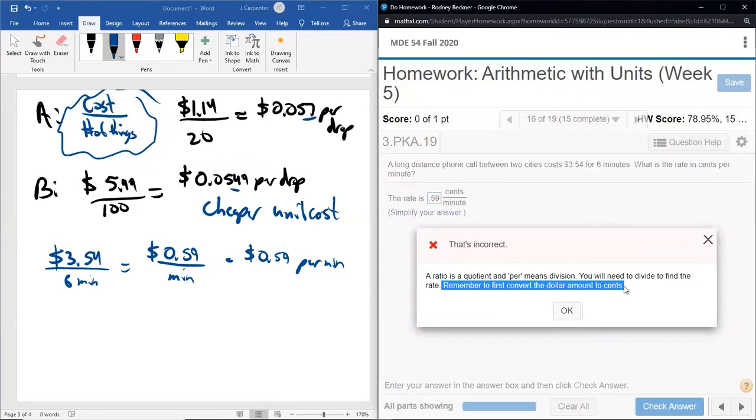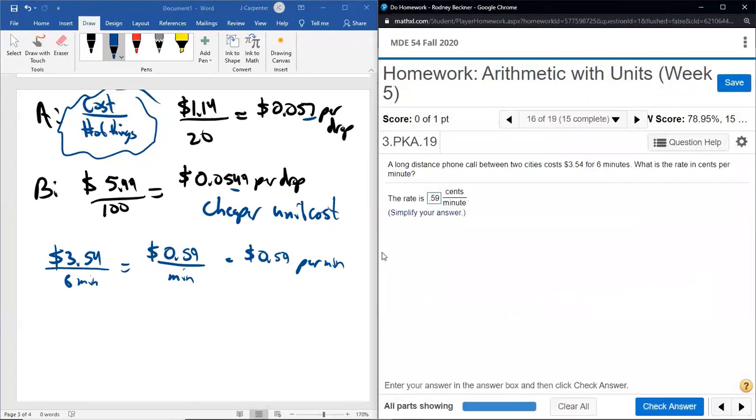Remember, first to convert the dollar to cents. That was the issue here. This answer is in dollars, whereas they want it in cents. Now, this is a pretty easy one for most people. They'll go, oh, well, that's 59 cents very clearly. But let's practice our unit conversions. So what we have here is, and they say to do it first, but you can do it second. There's absolutely nothing wrong with doing it second.